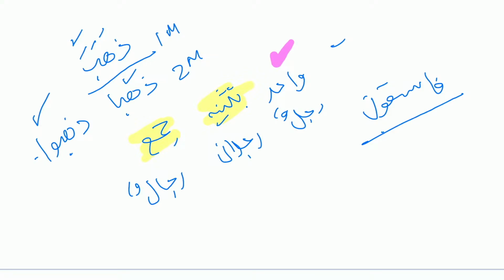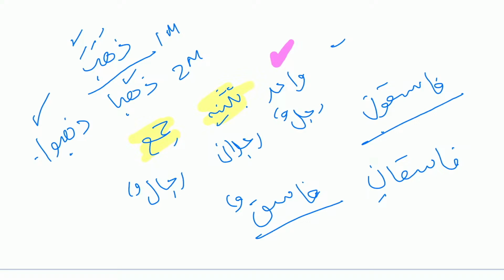Or for example, fasiqani. So somebody will tell you, what is the sign of ism in it? What will you say? Tasniya. Because it is 2. The meaning you already know. Fasiqani. Do you understand? If suppose it is 1, fasiqun. Somebody says, show me the sign of ism in it. What will you say?